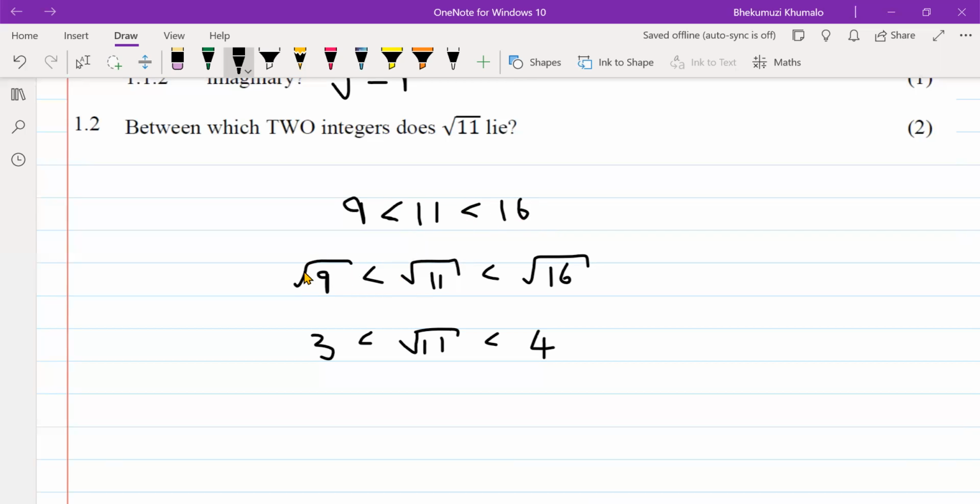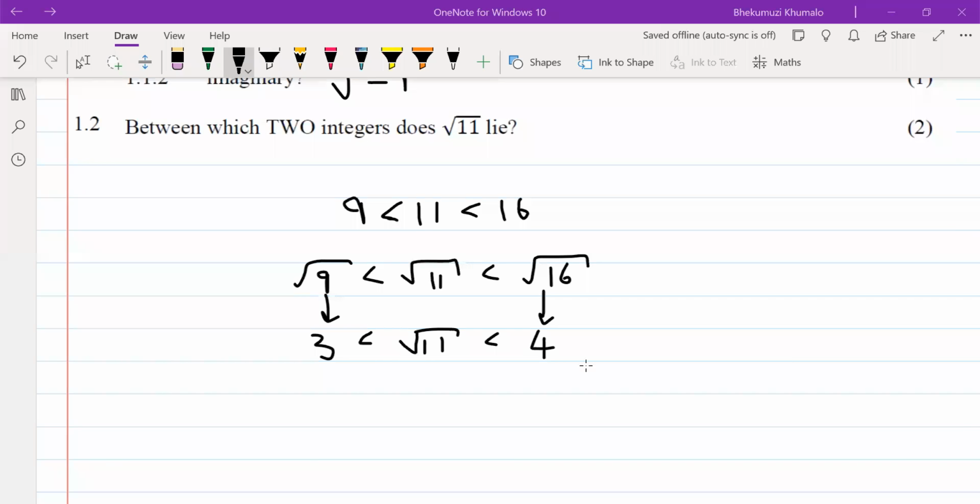And then from there, when you apply the square root everywhere, you find that this is square root 9, and that's square root 16. Square root 16 would give you 4, and square root 9 would give you 3. And that would give you what square root 11 would be in between. It's between 3 and 4. Okay, so now let's look at the next questions.